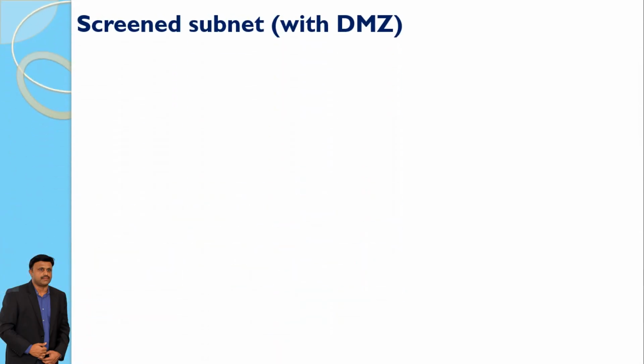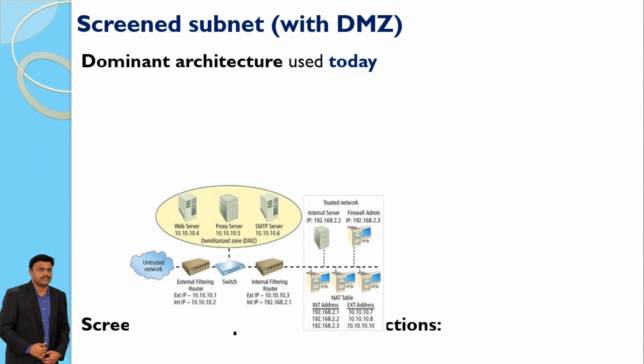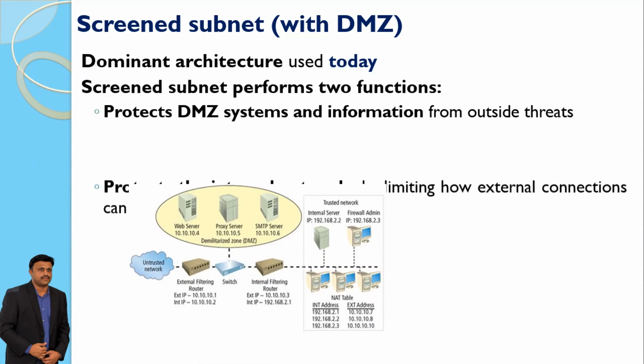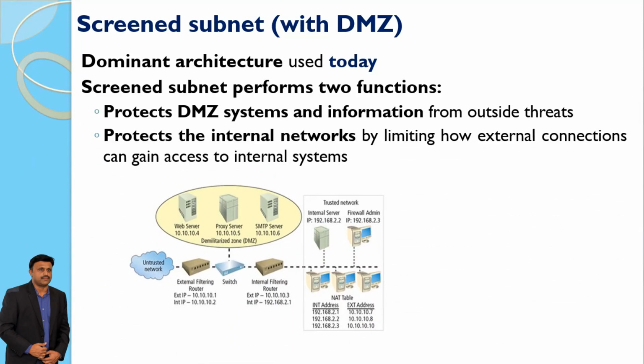The dominant architecture used today is the screened subnet with a DMZ. This setup performs two functions: protecting DMZ systems and information from outside threats, and protecting internal networks by limiting external connections to internal systems.